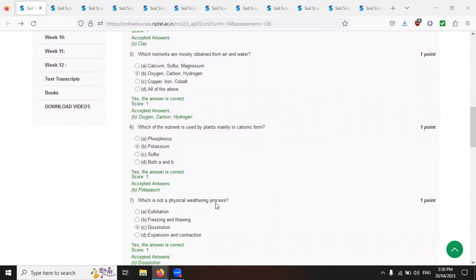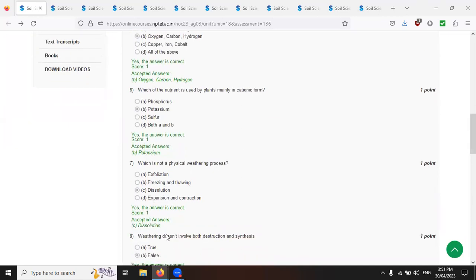Which is not a physical weathering process? Exfoliation, freezing and thawing, dissolution, expansion and contraction. So which one doesn't physically break down from weather? Exfoliation does. Dissolution, that's in a solution, not from weather. So it's C. Weathering doesn't involve both destruction and synthesis. True or false?